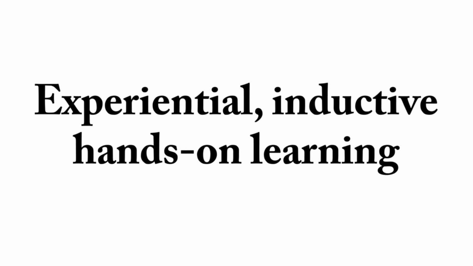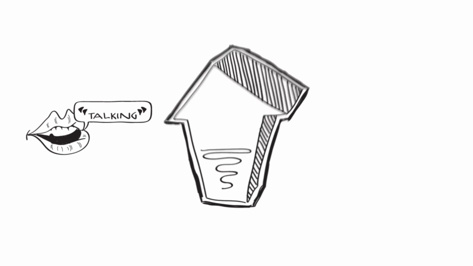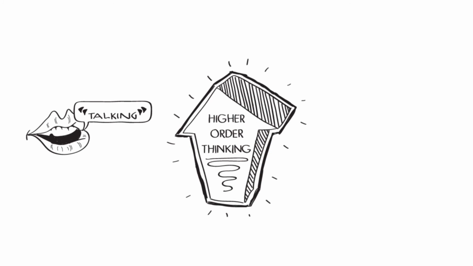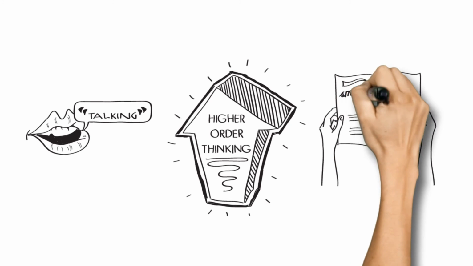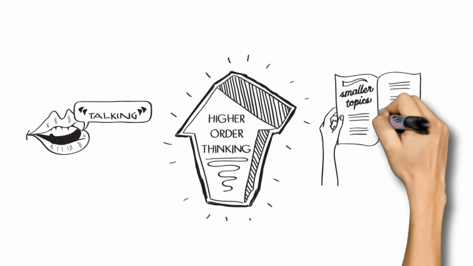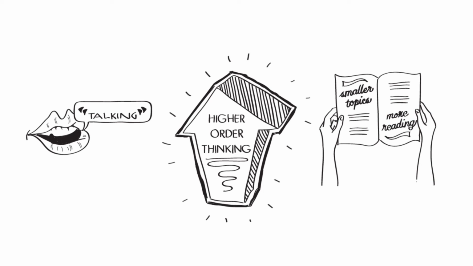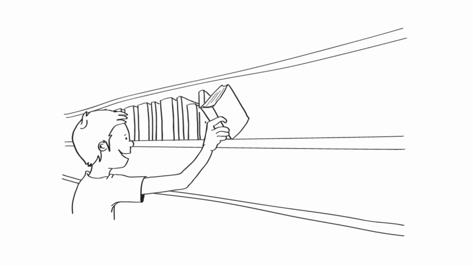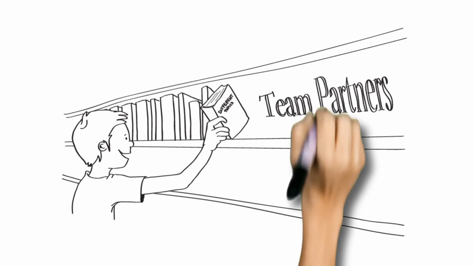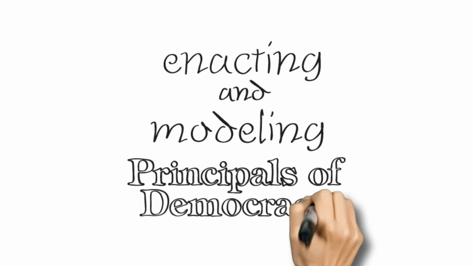And more experiential, inductive, hands-on learning, more active learning in the classroom, so moving around and talking and collaborating, and joy in the classroom. More emphasis on higher order thinking and learning fields' key concepts and principles. And more deep study of smaller topics and devotion to more reading and different kinds of text. So more choices for kids, like picking their own books, writing on different topics, team partners, research projects, and more enacting and modeling of the principles of democracy in school.